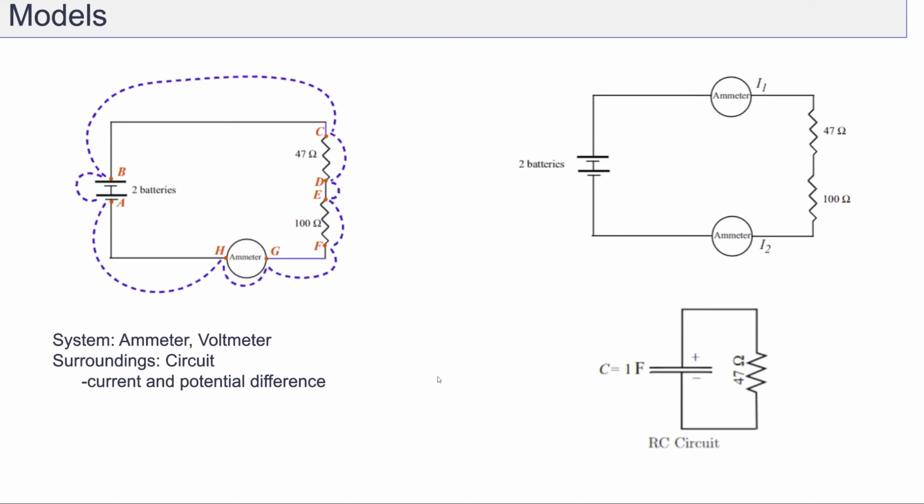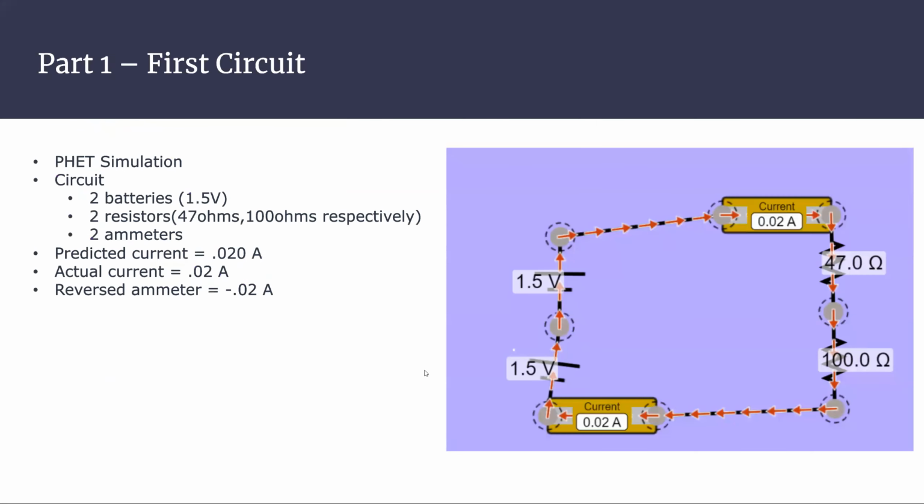Here are some examples of the models. The system is the ammeter and voltmeter, the surroundings are the circuit, current and potential difference. The first circuit, so I used the PhET simulation for everything. The circuit has two batteries, two resistors, two ammeters. The predicted current was 0.020, the actual current was 0.02, and the reverse ammeter is 0.02.